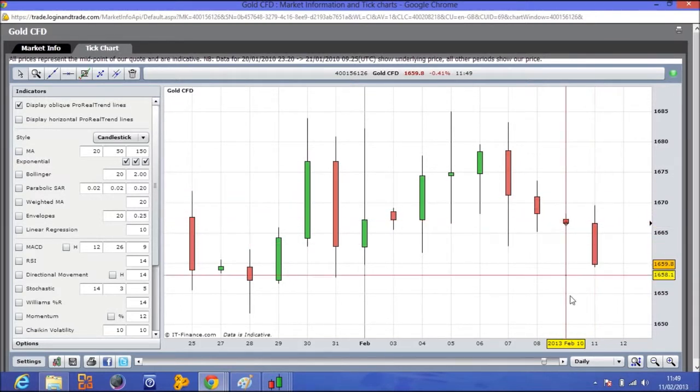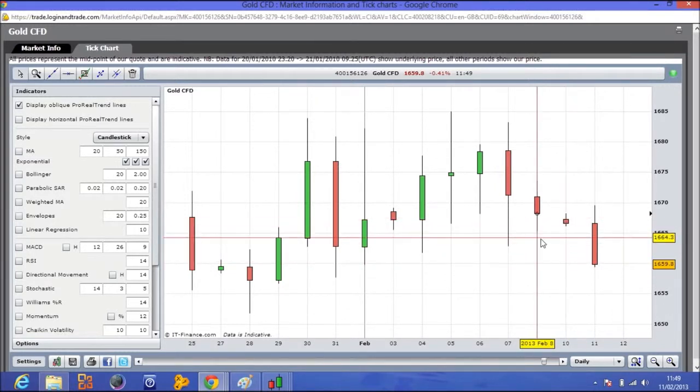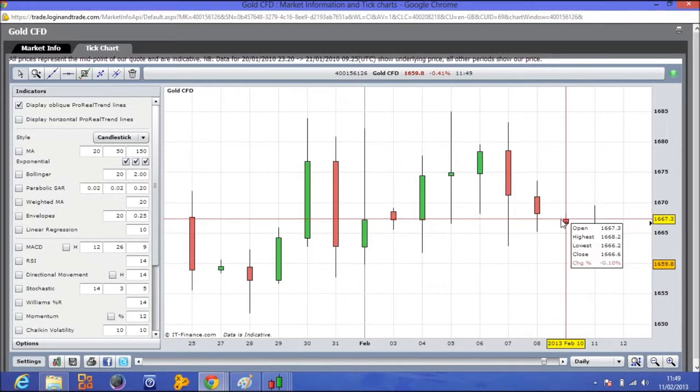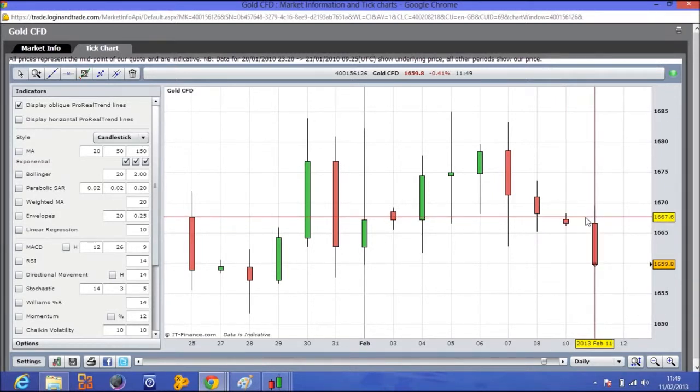So what we've got here is quite a small little candle. So what does that mean? Well, basically it means that the price opened at the top and it closed at the bottom, but we didn't have much price movement that day. That's probably because the buyers and the sellers couldn't really agree on what was going to happen.